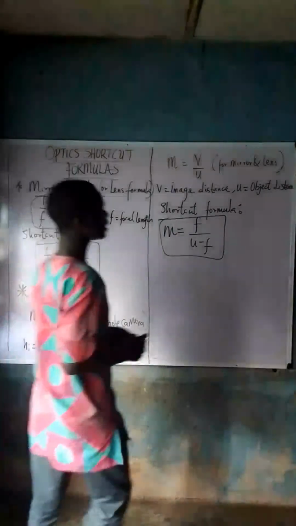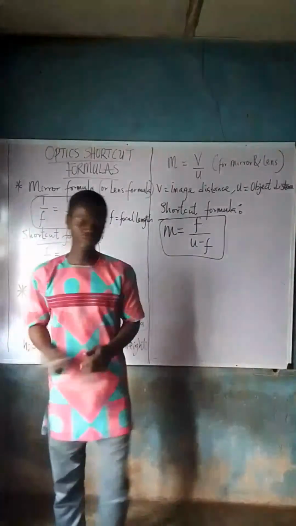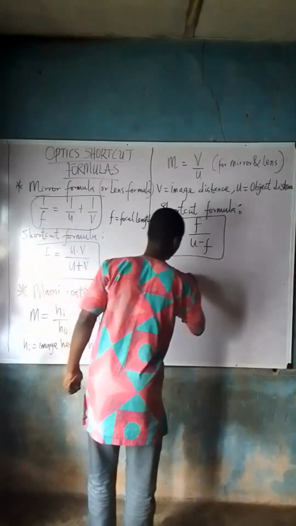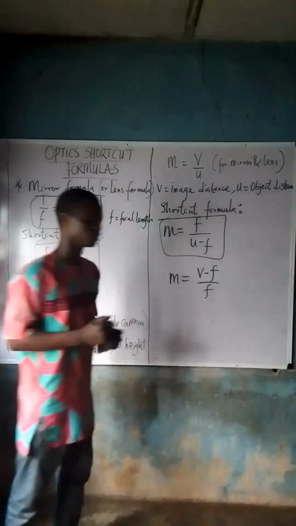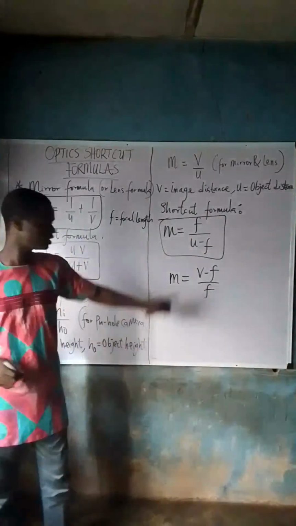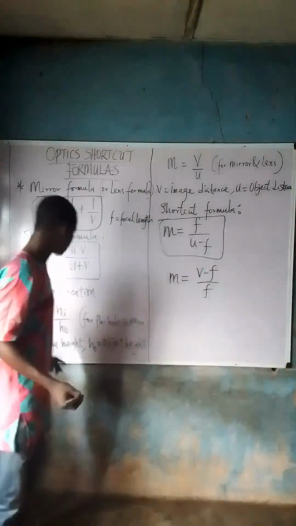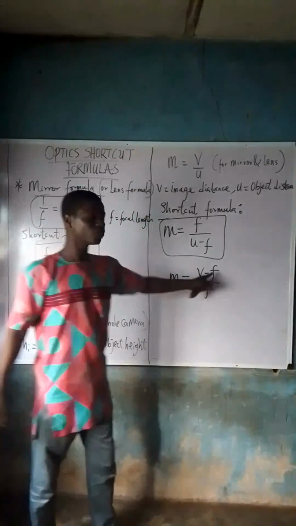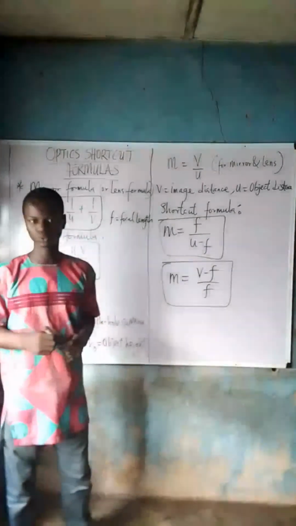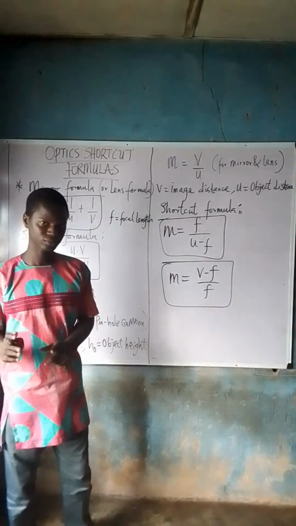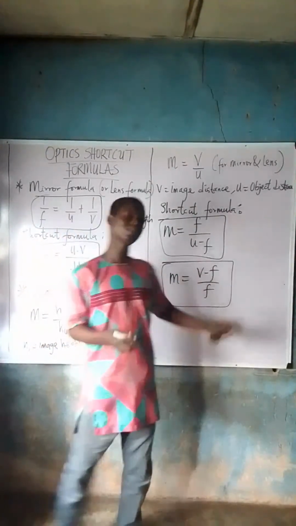Now, what if you are given focal length and image distance? What is the formula to use? It is M equals V minus F over F. Guys, be taking note of what we are doing. Just note the value for V, that is the image distance, as we already said, and the value for F, focal length. You will surely get the right value for your magnification. I hope that is clear. Take note of all this.